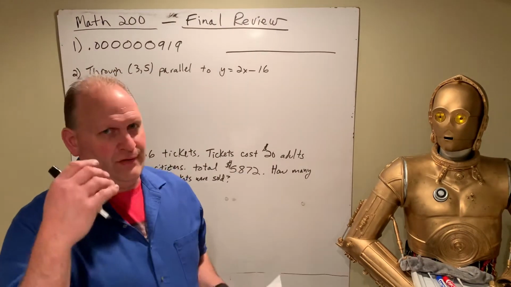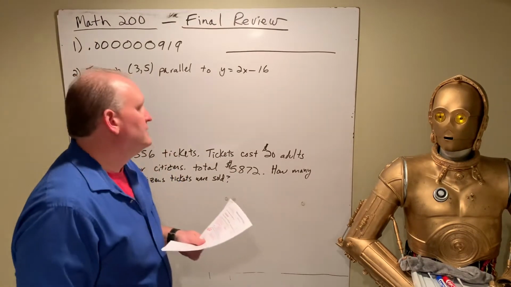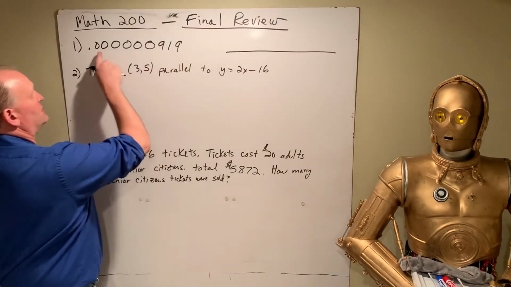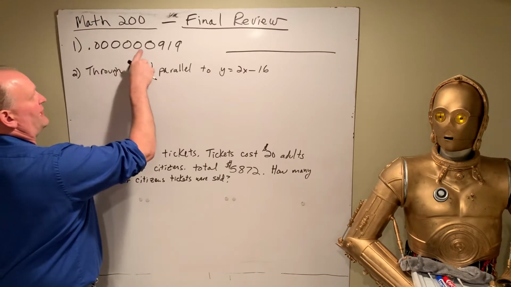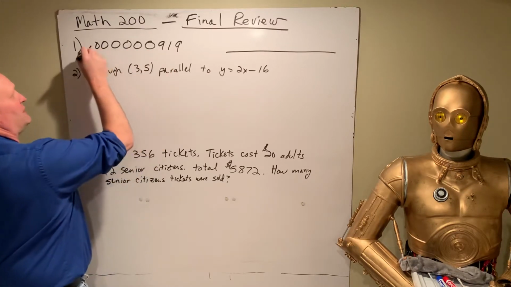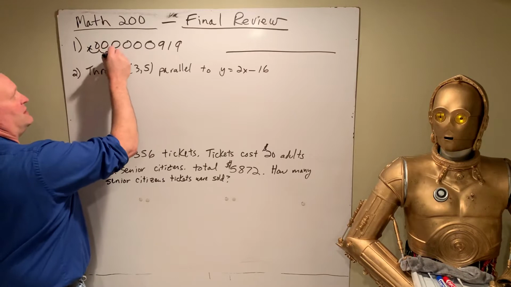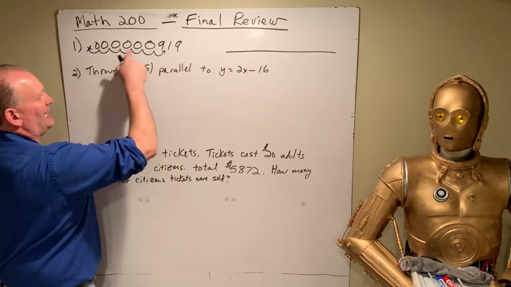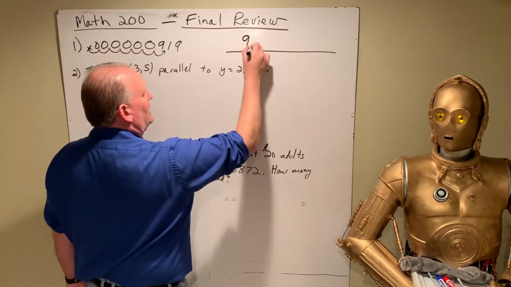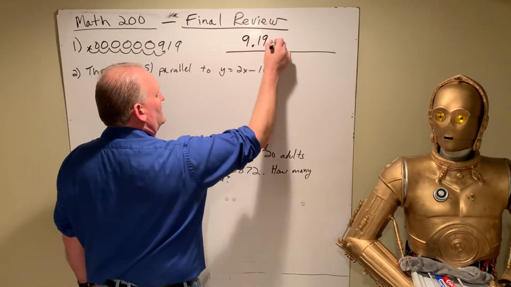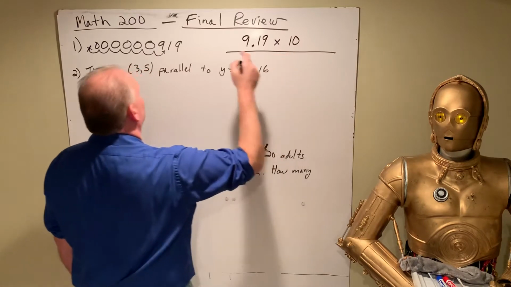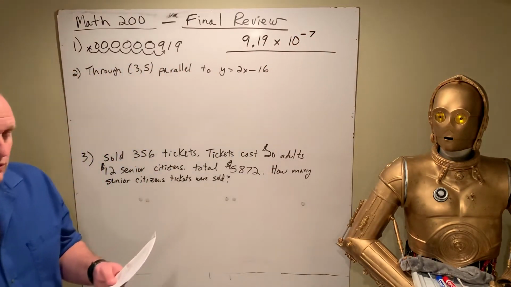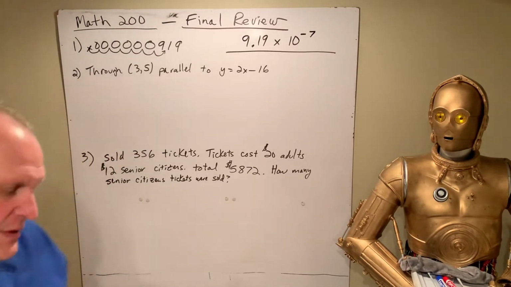There's 20 problems on the review, 20 problems on the test. So pretty straightforward. Put this in scientific notation. 1, 2, 3, 4, 5, 6, 7 places we have to move the decimal to the right. So this is a tiny number. So this is 9.19 times 10 to the negative 7th power. So don't forget the negative on that. That's a real common error.